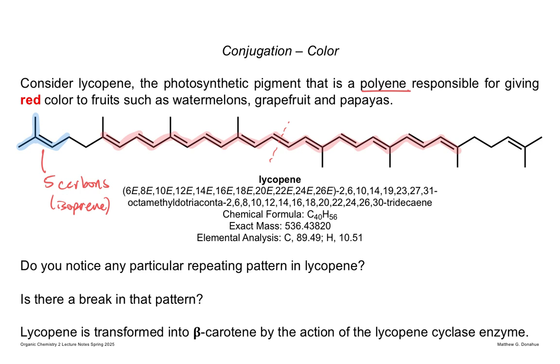So lycopene is transformed into beta-carotene, so this is a new molecule, by an enzyme called lycopene cyclase. And just to give you an introduction on that nomenclature, typically things that end in -ase are enzymes. And then the prefix of the word is the action of the enzyme. So cyclase, that means it's taking something linear and cyclizing it. How that happens can be a little bit more complex, but ultimately that's what it's doing.